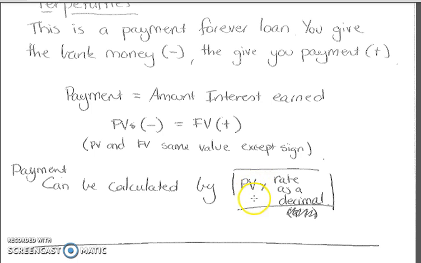This one keeps on going forever and ever and ever. Payment values can be calculated by your starting value times your interest rate as a decimal. So the bank's going to give you money back. So it's kind of like a circle. So you start with some money, you get interest that goes up, then the bank give you pretty much that interest back, and then you start back at exactly the same location.